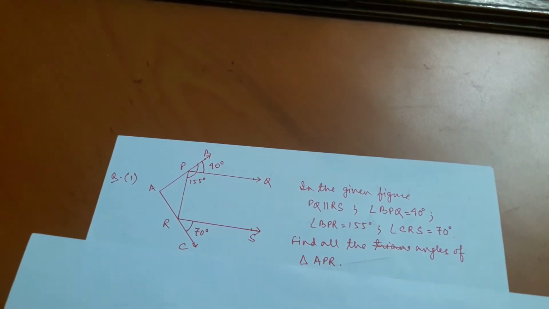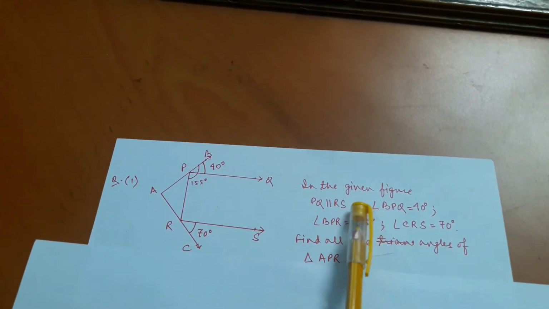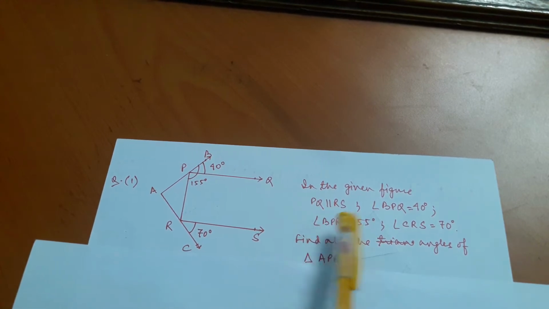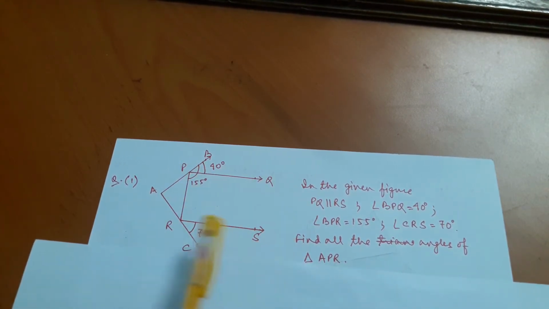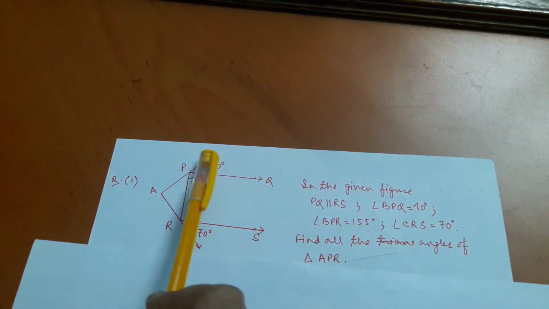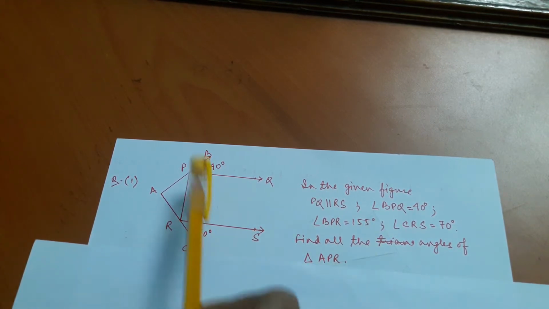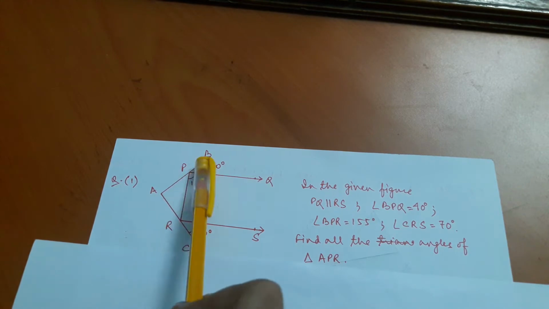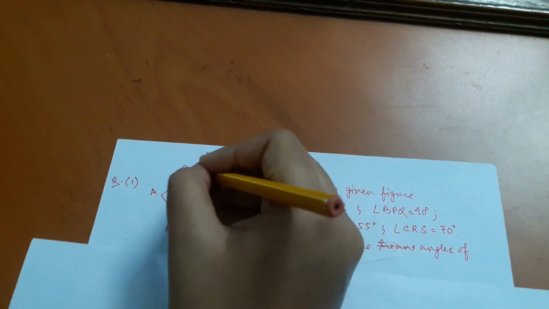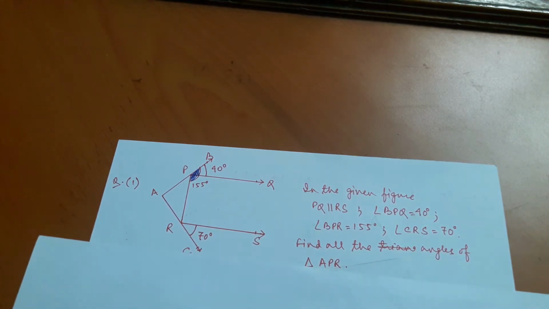Now whatever we have learned till now, on the basis of that, let's try out a problem. Look at this problem. In the given figure, PQ is parallel to RS. This is given. And angle BPQ equals 40 degrees, BPQ is also given as 40 degrees. And angle BPR equals 155 degrees, meaning this whole angle BPR is 155. And angle CRS equals 70 degrees, CRS is also given as 70. Find all the angles of triangle APR.